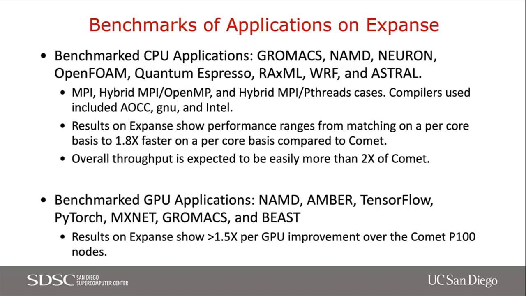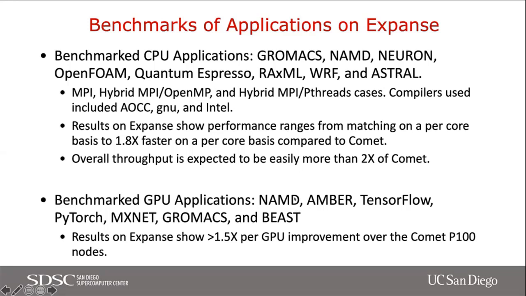So for the type of applications we've run on Expanse, we've gone through quite a few benchmarking efforts, basically running Gromacs, NAMD, Neuron, OpenFOAM, Quantum Espresso, RAxML, WRF, and so you can see there's a broad range of applications that we've tested, in different application areas, all kinds of combinations. Overall, what we've seen is performance ranging from matching on a per core basis to almost 1.8x faster on a per core basis.